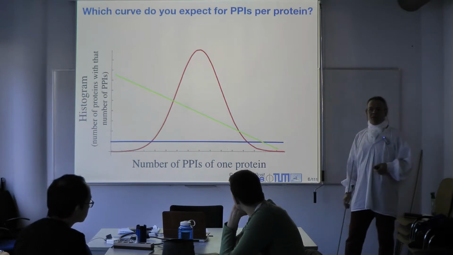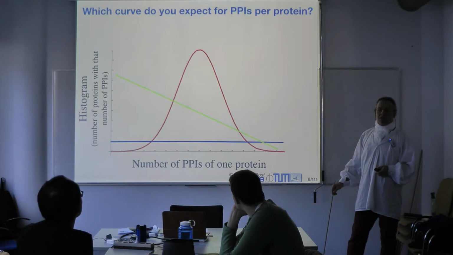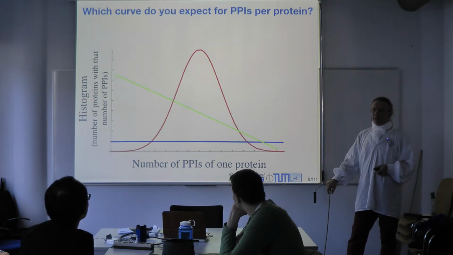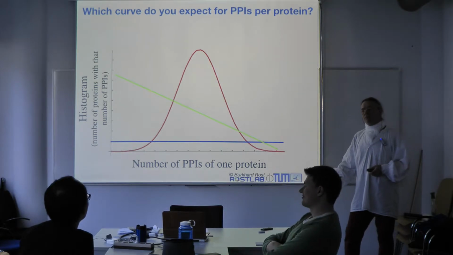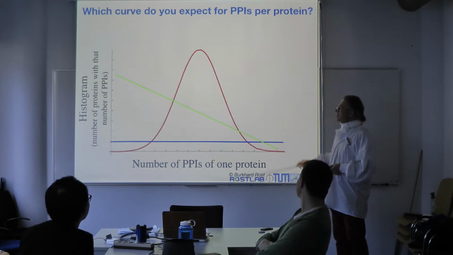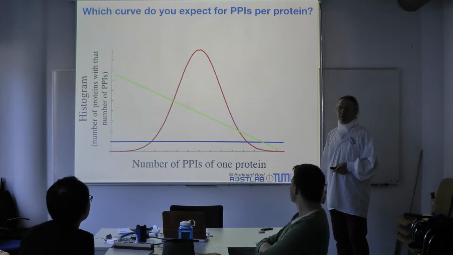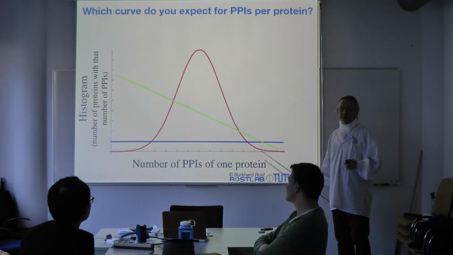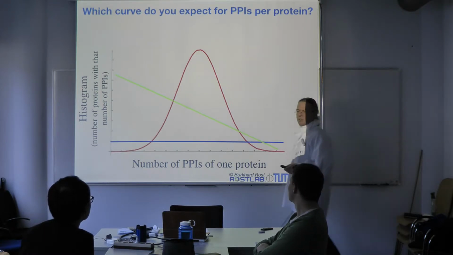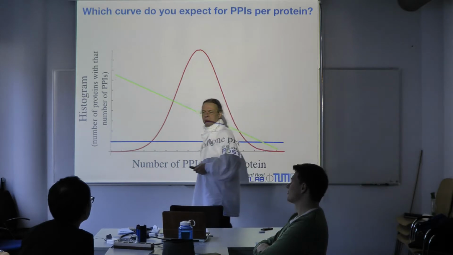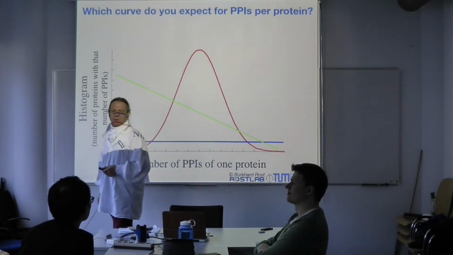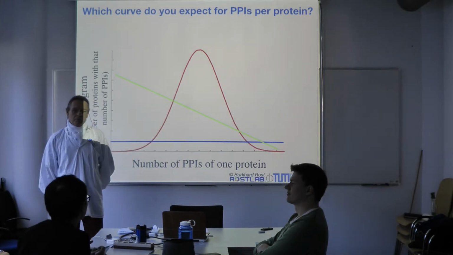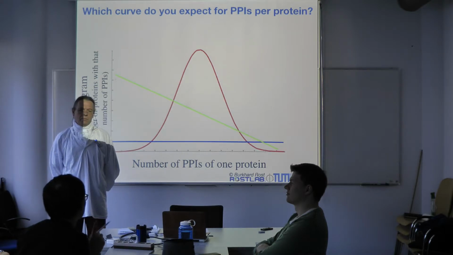So what's your expectation for proteins? Do you have any expectation? Green one. The green one. So something that many proteins have very few interaction partners and some have a lot, which essentially is a hub. Why do you say that? Because proteins interact with each other, but a specific protein only interacts with a specific protein partner.